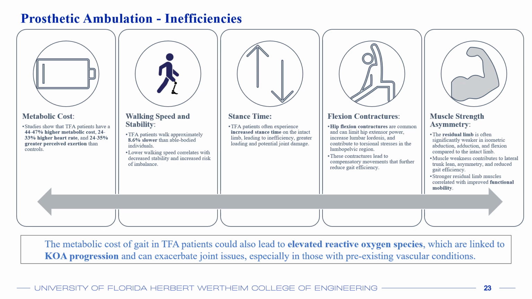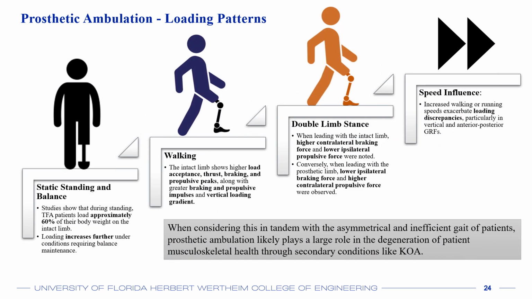Finally, it is also important to consider the loading patterns associated with prosthetic ambulation, and these include those of static standing, walking, and double limb stance. So when standing, patients typically load their intact limb more, and that increases upon balance perturbation. When walking, this continues where the contralateral limb experiences greater loading in especially the vertical and anterior-posterior planes.